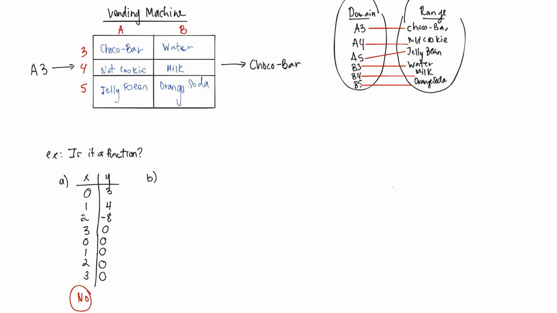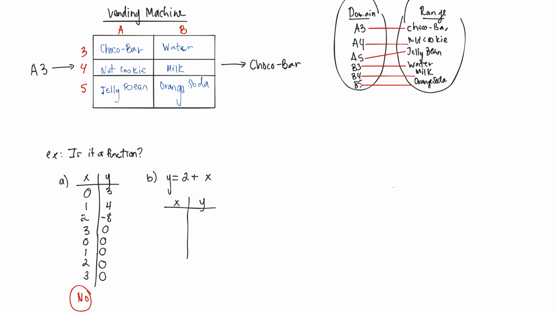Another way that we can notate a function is just using a rule. So I'm going to write an equation. We will determine whether this is a function or not. So let's say I have the equation y equals 2 plus x. And so a good way to model this equation is, of course, again, a table of values.